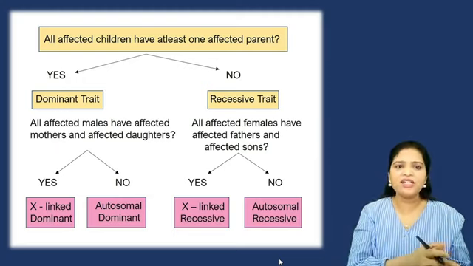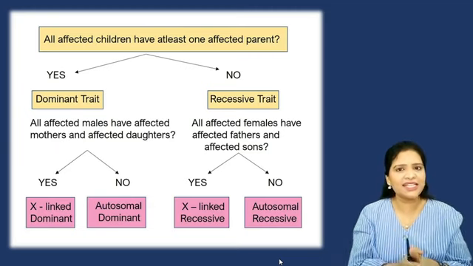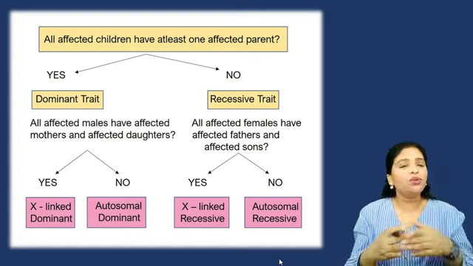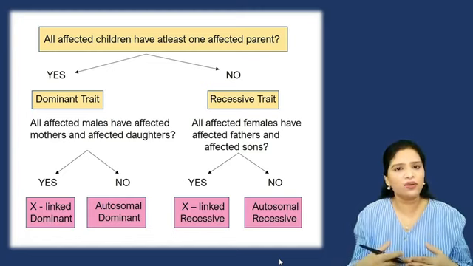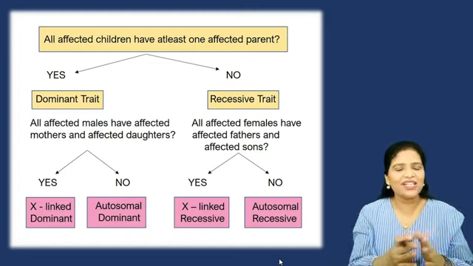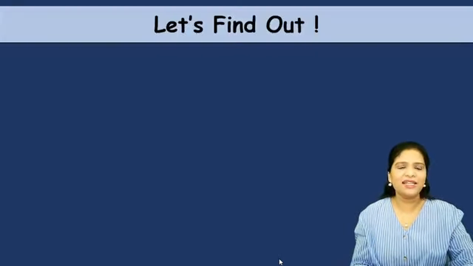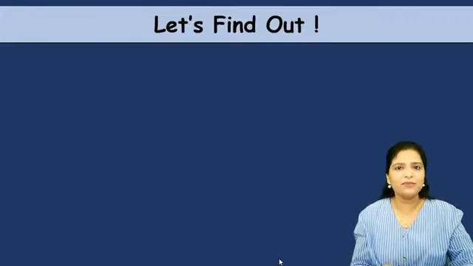All affected children have at least one affected parent. Yes means dominant trait, then focus on the male. No means recessive trait, then focus on the female. Got it? So this is the simple technique. Now let us apply this technique and find answers to some questions.